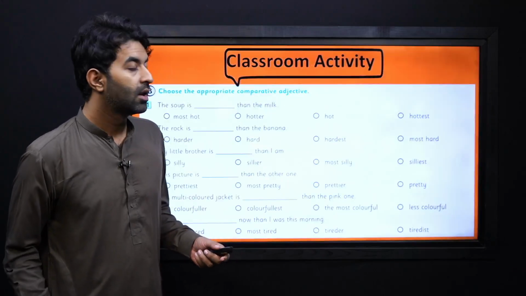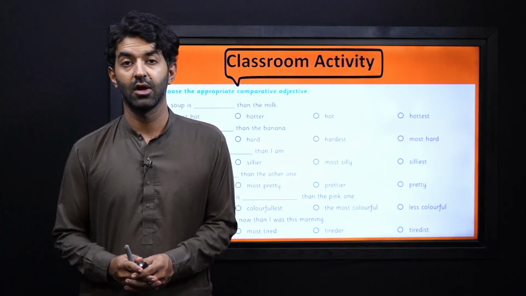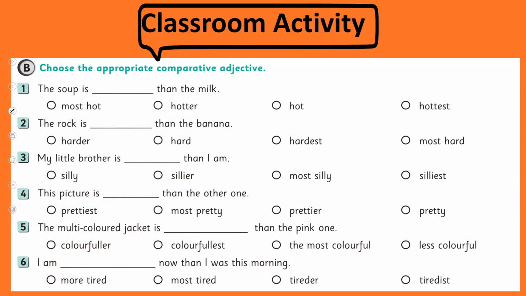Now, let's do this classroom activity today. You can do it with your instructor, your fellows, and submit the results later on. Now, first, let's choose the most appropriate comparative adjective. The soup is, then the milk. Now, we are comparing. So it means either we are going to choose words with er or more. Most hot is incorrect. Hot is incorrect. Hottest is superlative degree. This is also not the option. So we ended up with the option hotter. The soup is hotter than the milk.